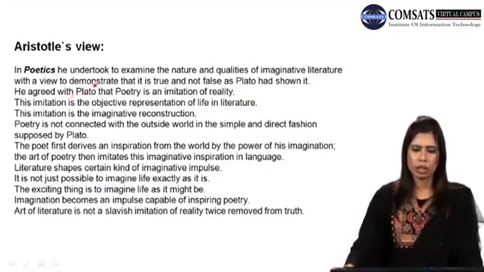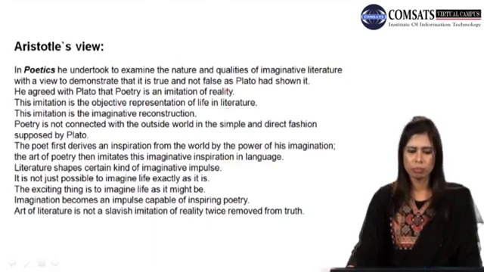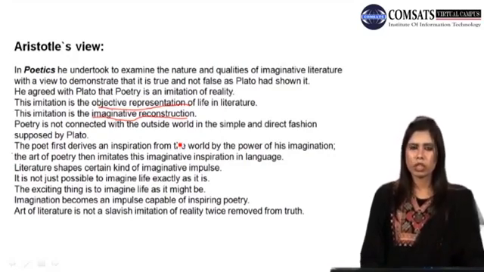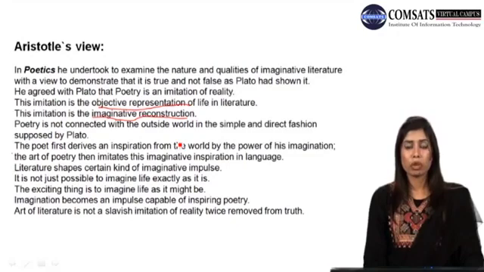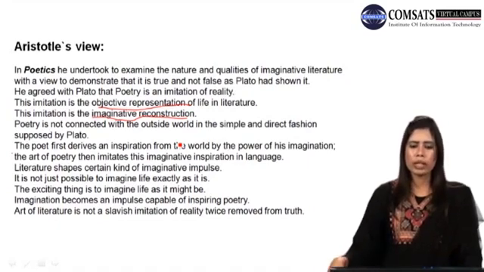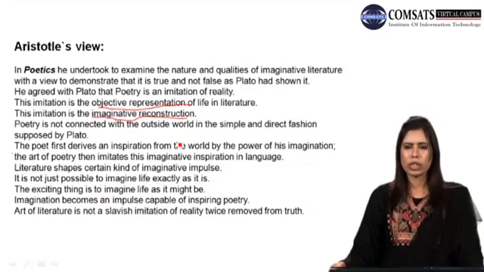So here you can see imitation of reality. So my dear students, here you can see that literature is an imitation, and that is in the form of the objective representation of life in literature. That is not only based on the subjectivity of any writer, that is objective. So here another concept regarding literature is coming, that literature has a universal element, it has an objective element. So poetry is not connected with the outside world in the simple and direct fashion supposed by Plato.